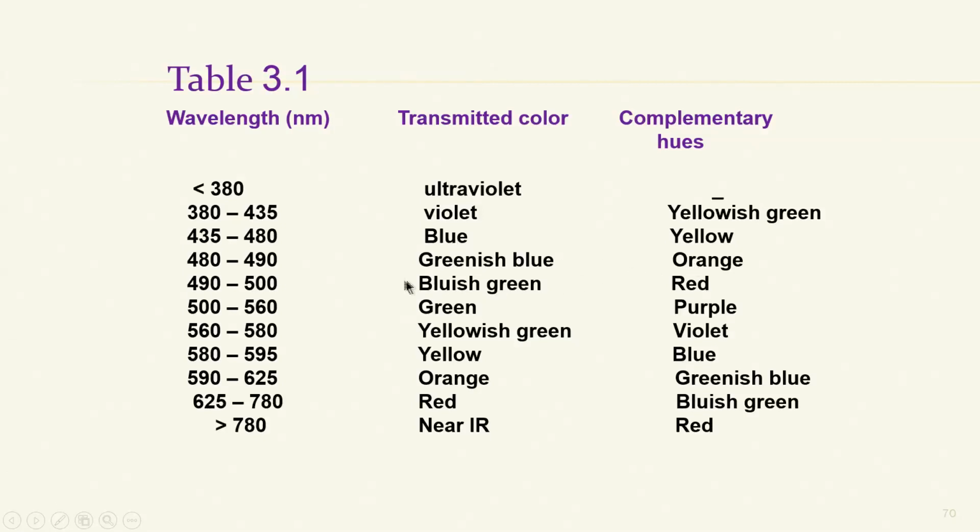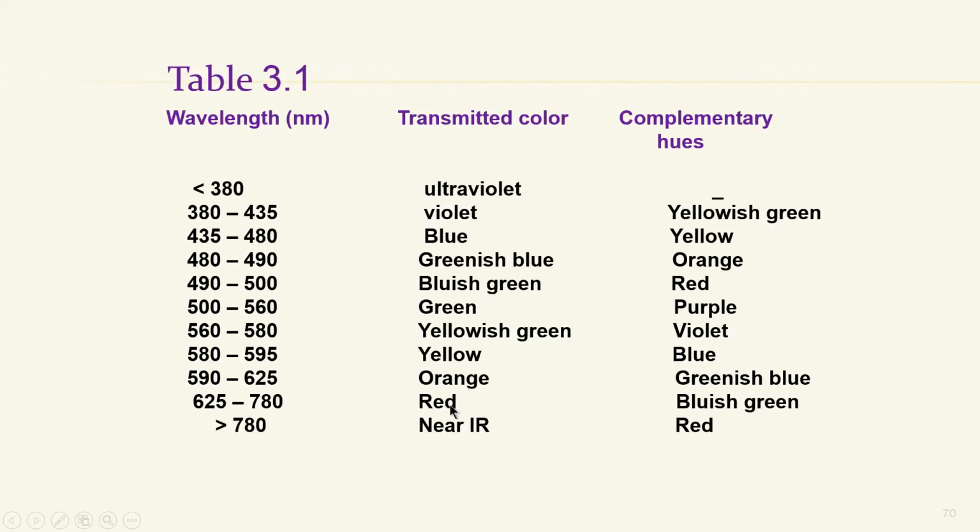If it is orange, it is greenish blue or bluish green, and if it is transmitting green color, it will look purple to you, and similarly other colors like yellowish green, violet, yellow, blue, orange, red. So, you can see that most of these, the transmitted color and complementary hues are approximately inversely related.